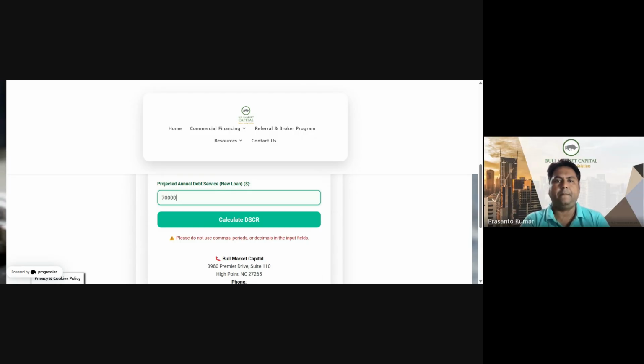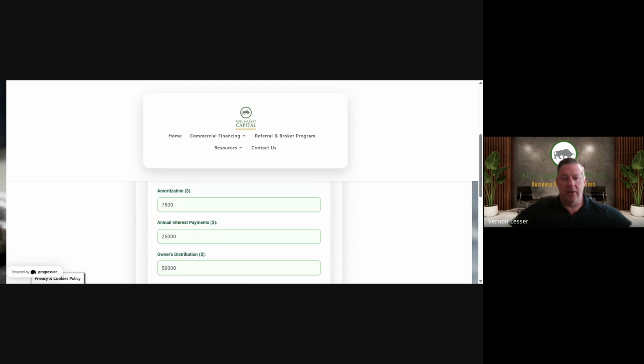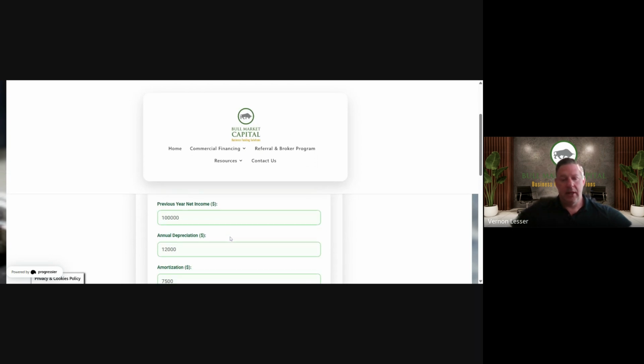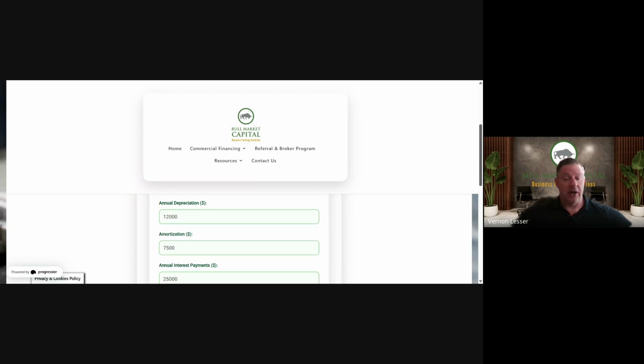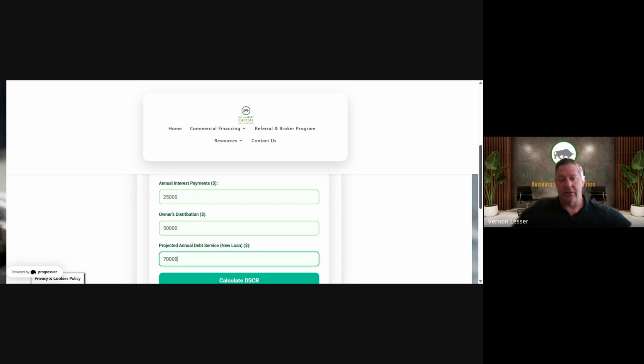Okay, great. So, folks, once again, we are taking last year's net income, which is $100,000, and then identifying add backs as shown on your tax returns. Some of these are shown on page 1, but others you've got to dig for. Depreciation and amortization are usually shown in the same schedule on your tax returns, a few pages in. So we've got $12,000 for depreciation, $7,500 for amortization, $25,000 for annual interest payments, and $50,000 for owner distribution.